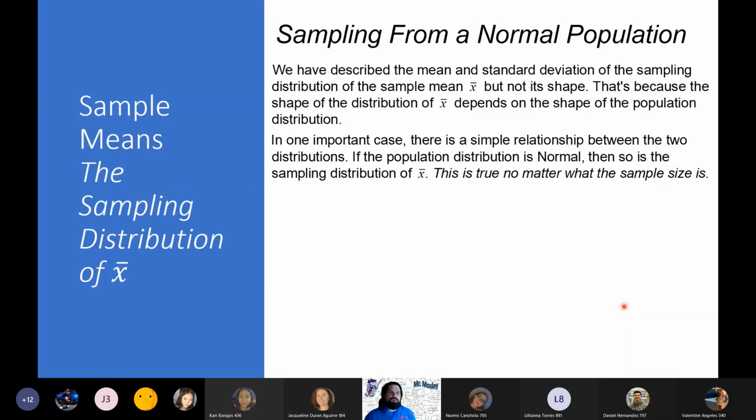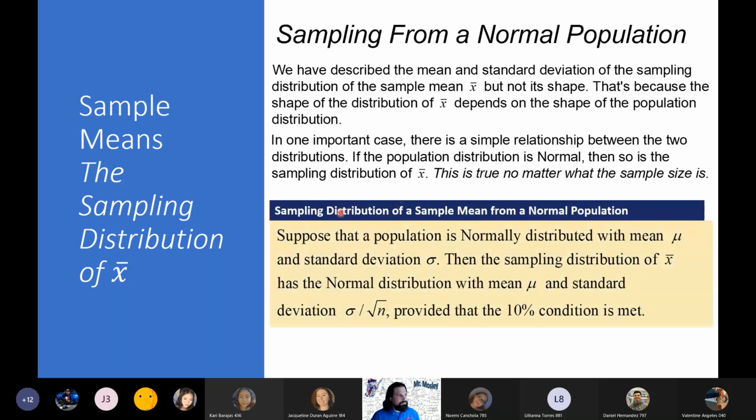So then, sampling from a normal population. We've described the mean and standard deviation of the sampling distribution of the sample mean X bar, but not its shape. It's because the shape of the distribution of X bar depends on the shape of the population distribution. In one important case, there is a simple relationship between the two distributions. If the population distribution is normal, then so is the sampling distribution of X bar. This is true no matter what the sample size is. So even if I'm doing sample sizes of 5, our sampling distribution will be approximately normal if the parent population was approximately normal. This is not always the case if the parent population is not normal.